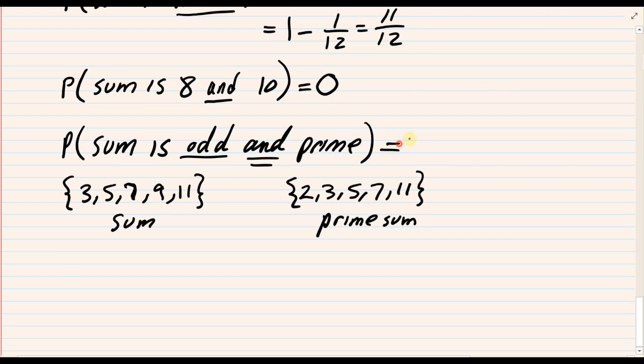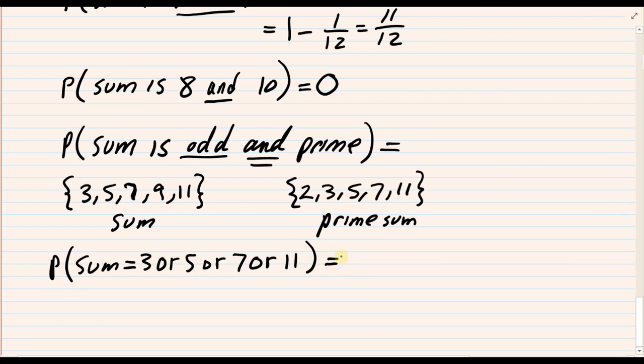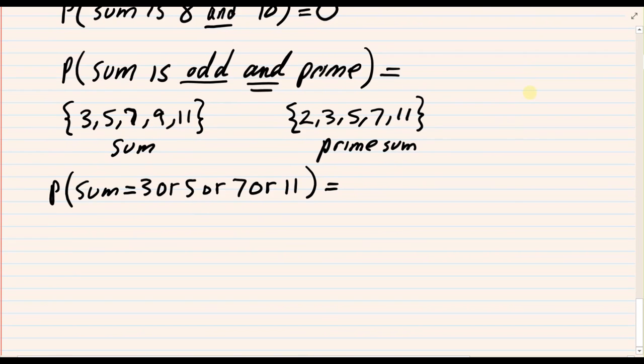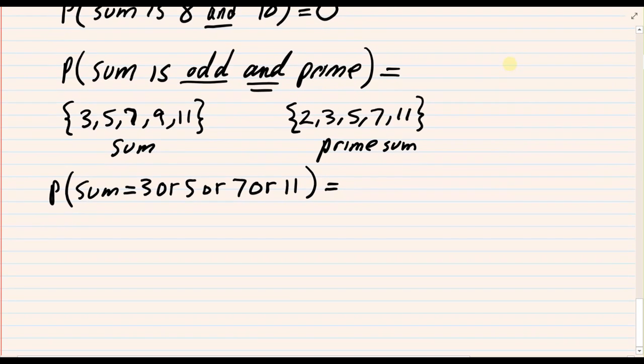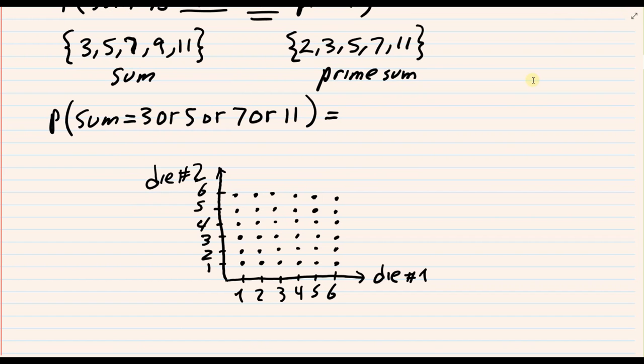So the problem amounts to the following. We need to find the probability that the sum is 3, or 5, or 7, or 11. We're going to leave 9 out again because 9 is not prime. Now for each of these, we can get them directly from the diagram. In fact, let me copy that diagram down here, and then I'll continue on. Okay, so I went ahead and copied that down here.